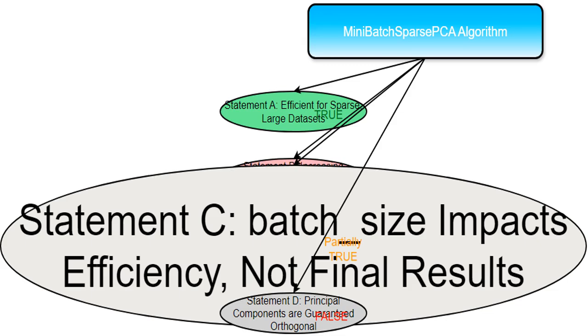False. Increasing n_components, the number of principal components we're trying to find, usually improves how well we can explain the data variation. However, it's not guaranteed. Adding too many components can lead to overfitting. We start capturing noise instead of real patterns in the data.